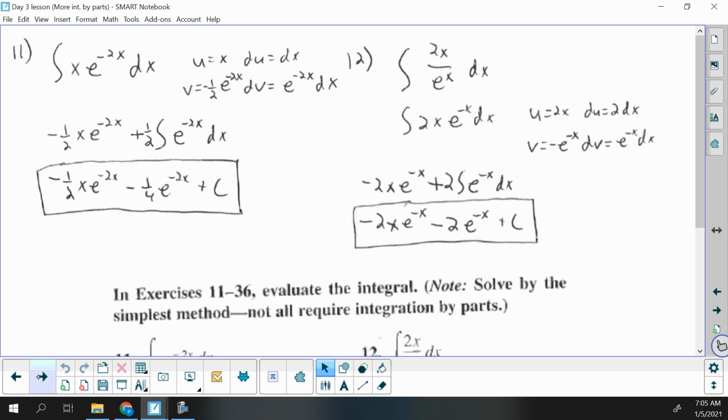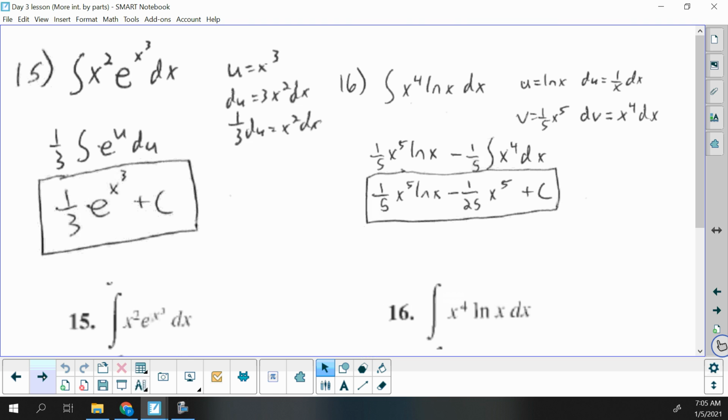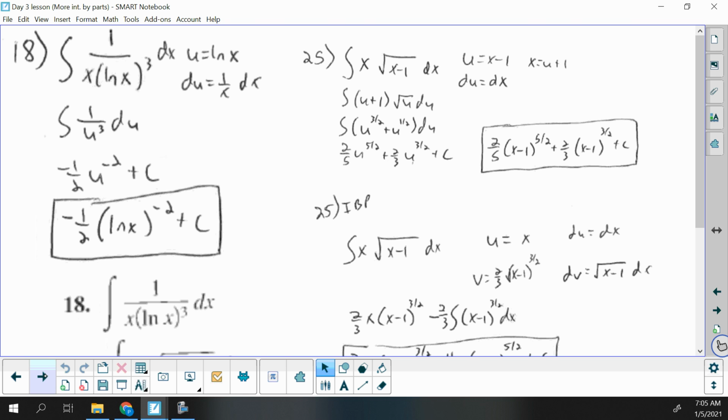In 12, note I rewrote it as 2x times e to the negative x, and that made it a mismatched product, which allowed us to do integration by parts. Note 18 was not integration by parts. You could do that one just with u substitution.